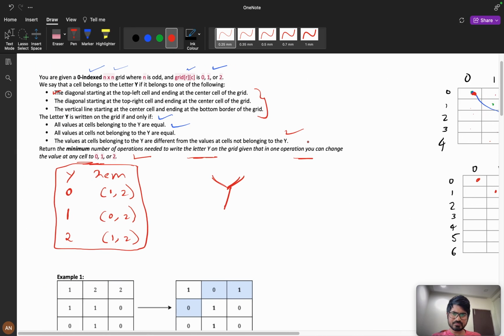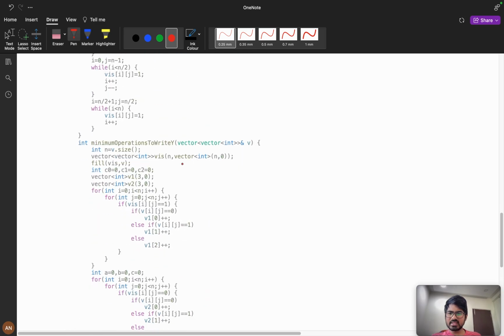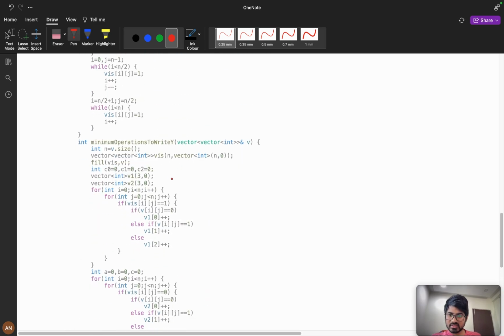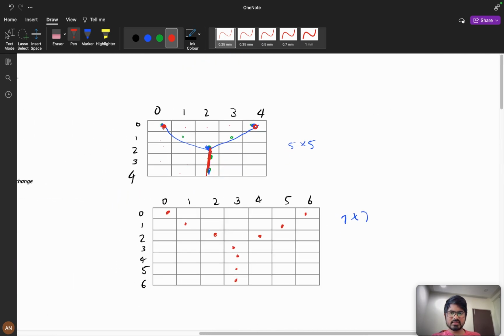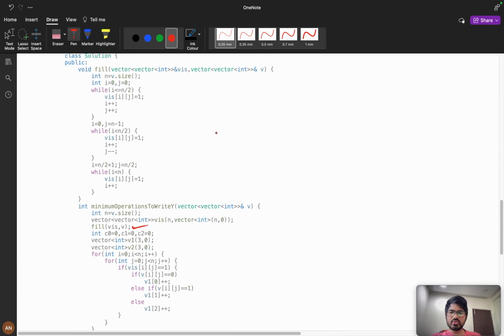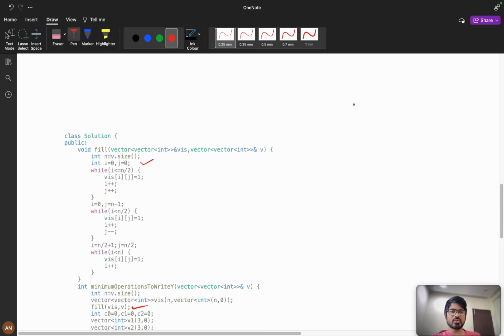Let's see how you can do that. I think you have tried for a couple of minutes. Let's see this function called fill. What I am doing is marking all these elements as visited. I start at i equals 0 and j equals 0. Suppose you have a 3 cross 3 grid, I start here and do i plus plus, j plus plus, so I will come here.